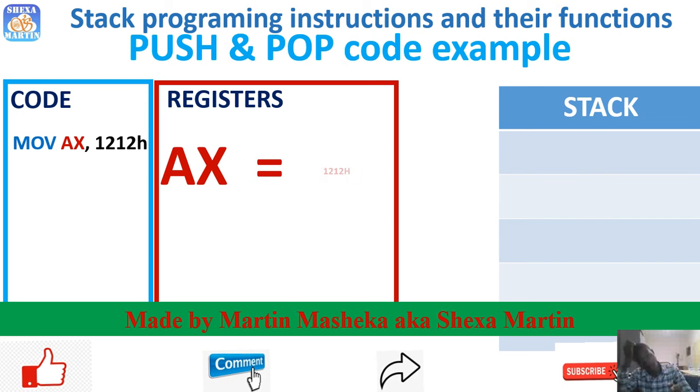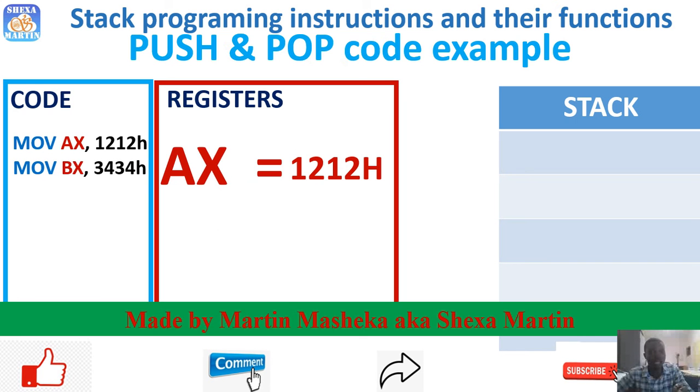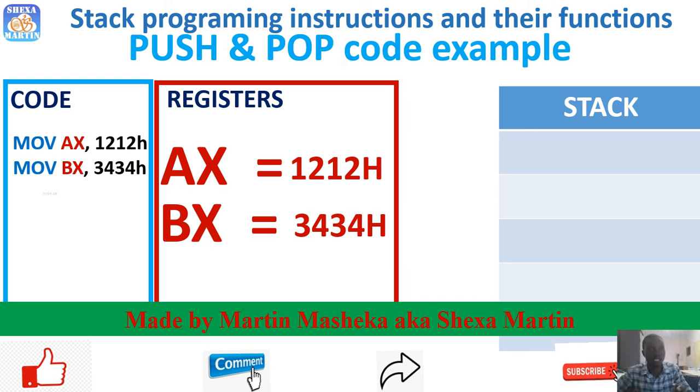Right, like this. We have 1212 in AX, and then we say move BX 3434H, and then BX is now 3434. So we want AX to have 3434 and BX to have 1212. So this is how we do it using the stack.